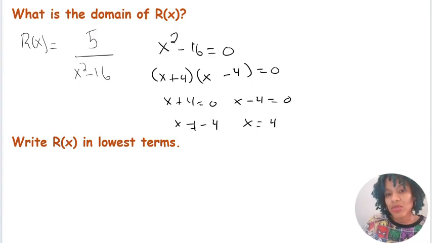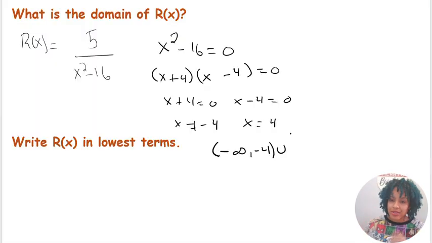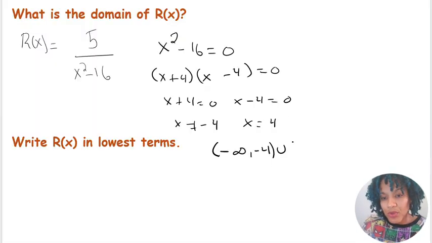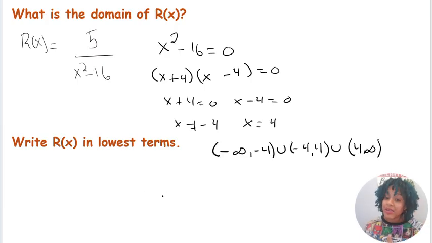Okay, if you didn't want to factor, you could have added the 16 and then taken the square root of both sides, and that would leave you with plus or minus 4. So if we write this in interval notation, I'm going to just write right here. So I go from negative infinity to negative 4, union, because I need to be able to connect the intervals. So then I go from negative 4 to positive 4, union positive 4 to infinity. Now this is including everything except negative 4 and positive 4.